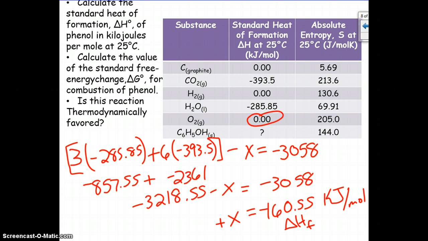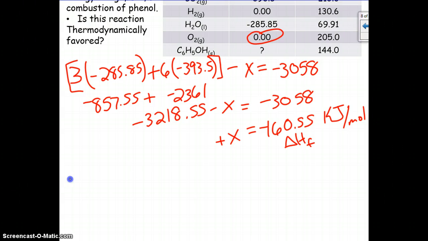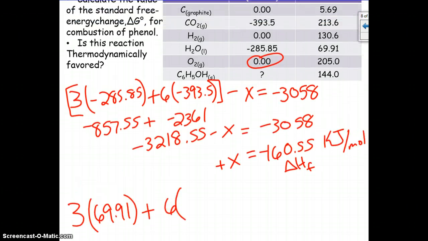All right. The second part of the problem asks us to calculate the free energy change. Well, to know the free energy change, we would have to know the delta S. So again, we're going to have to do some products minus reactants. So we had 3 H2O, so we're going to do 3 times 69.91. And we had 6 CO2. I have to scroll up a little to get that value. Okay, we got 213.6.